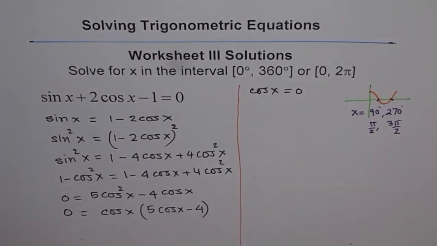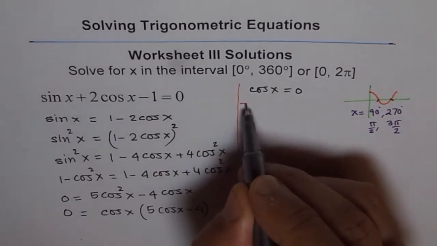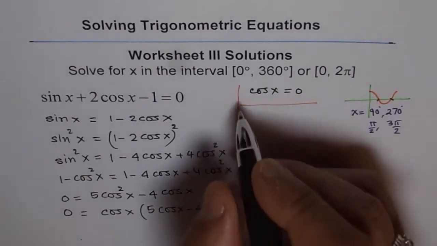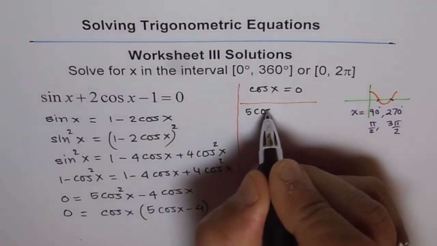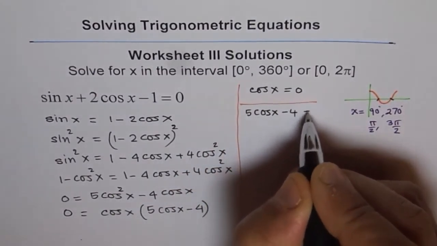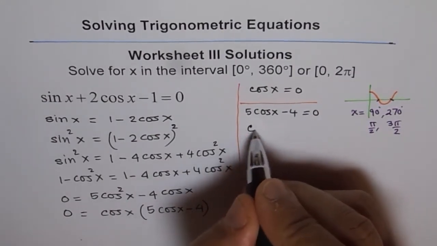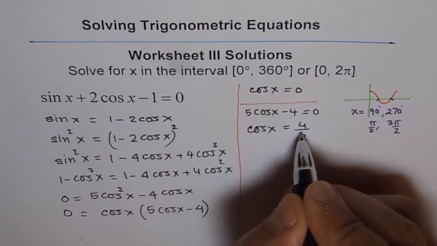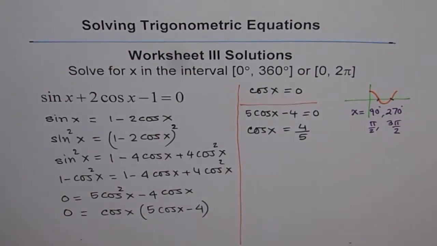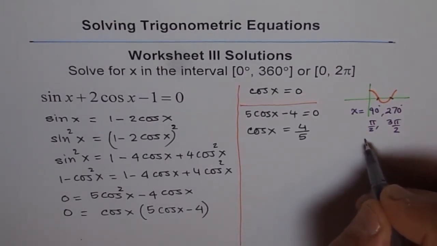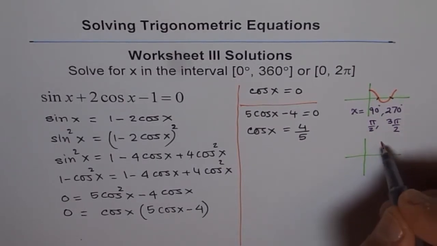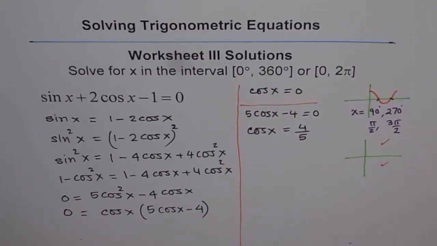Now let's look into the second half, which is 5 cos x minus 4 equals 0. So we have 5 cos x minus 4 equals 0, right? That solves to cos x equals 4 over 5. Now cos x is 4 over 5. Important thing here is that cos x is positive. When cos x is positive, then we have two solutions, right? One in quadrant 1 and the other one in quadrant 4, right?